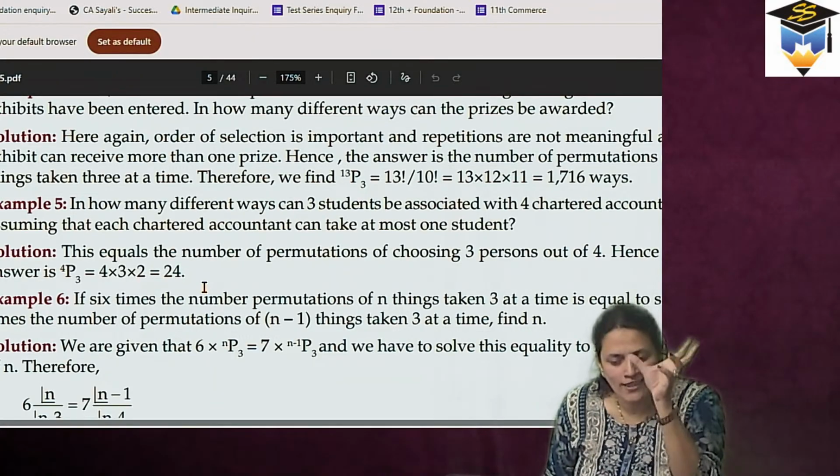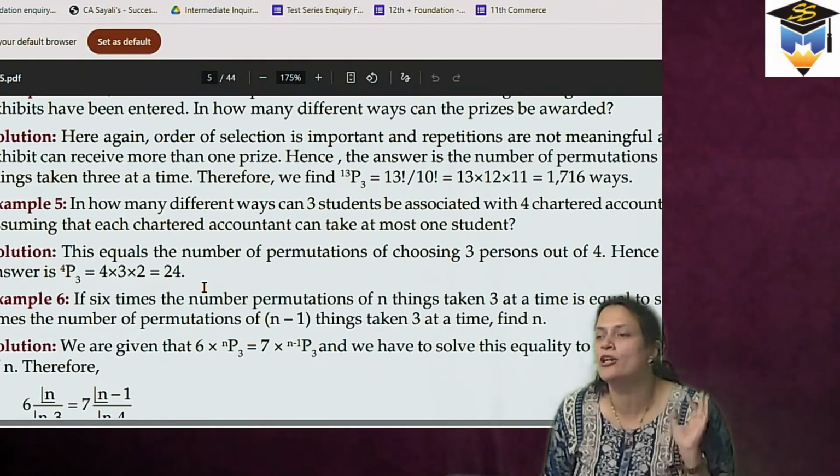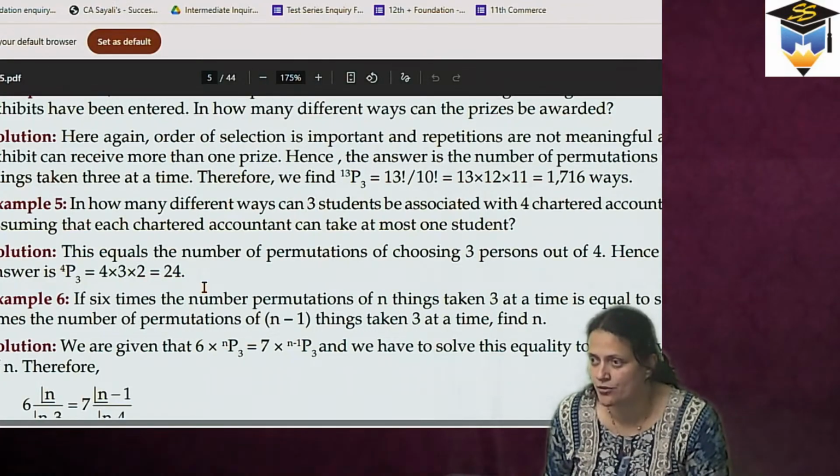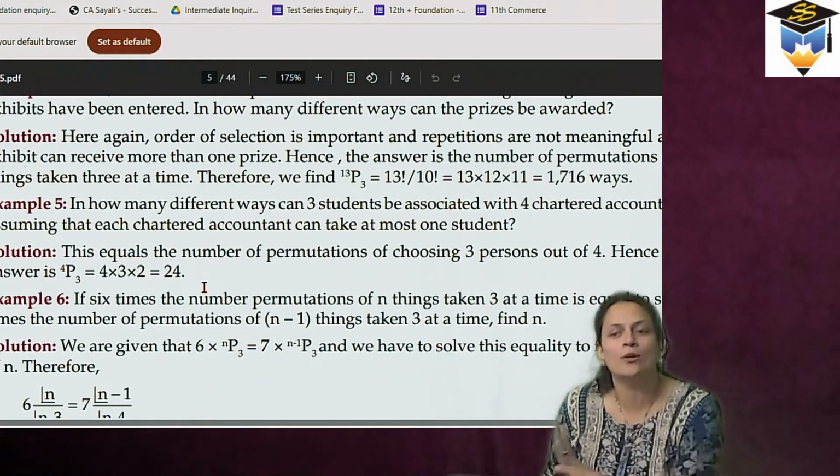Understood? All these different examples which are given in the module are very, very important. Based on these examples only, questions are asked.